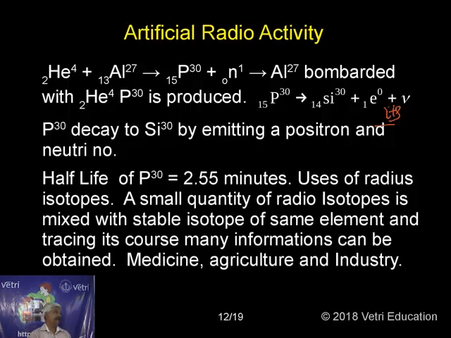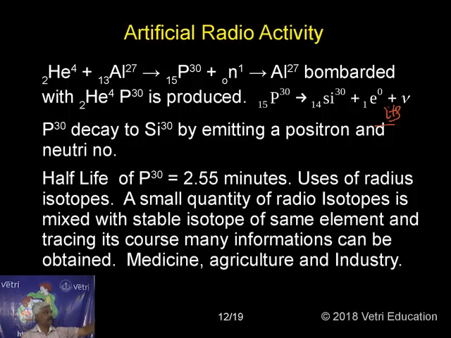For example, aluminium. Aluminium is not radioactive. 13Al27 is bombarded with an alpha particle, 2He4. This aluminium becomes phosphorus, 15P30*. This phosphorus 30 becomes radioactive with the emission of a neutron.